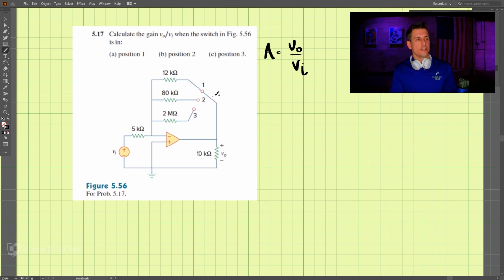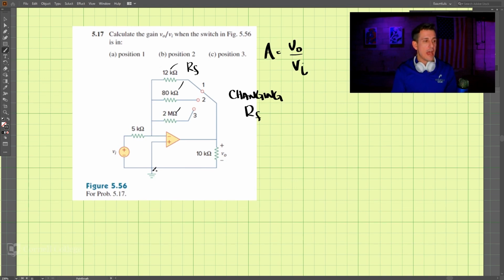So in this problem, what we're doing is changing the feedback resistor. So we're changing RF. We're going to call these resistors here RF, and we're going to solve this in terms of RF.